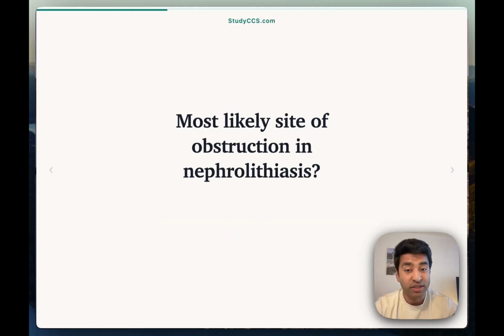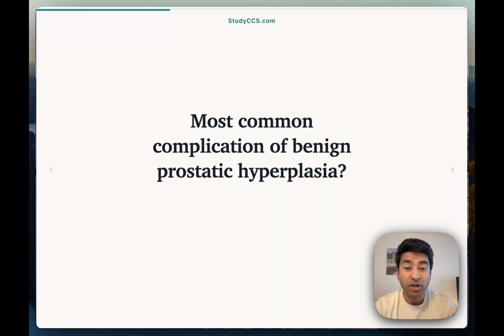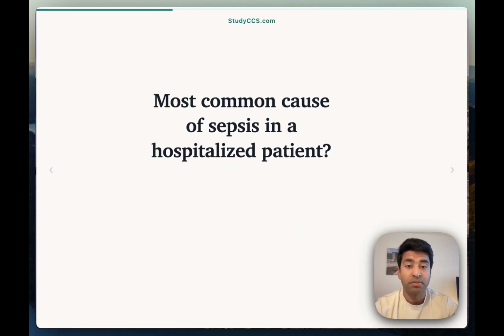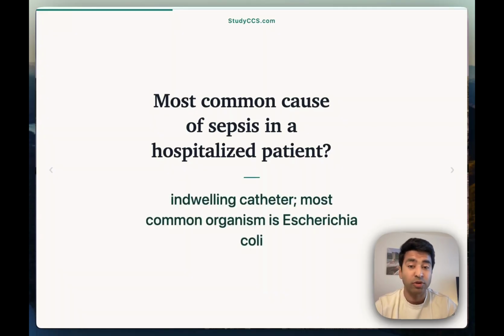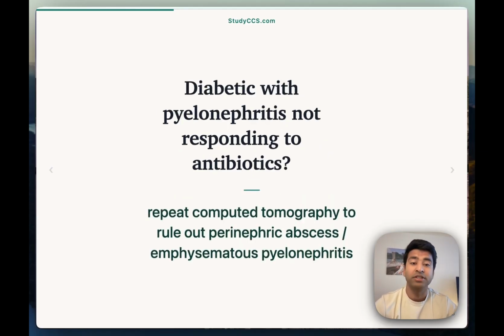Most likely obstruction in nephrolithiasis: ureter or ureterovesical junction. Most common complication of an upper UTI: hydronephrosis. Most common complication of BPH: obstructive uropathy. Most common cause of a UTI: E. coli. Most common cause of sepsis in a hospitalized patient is an indwelling catheter, most commonly due to E. coli. A diabetic with pyelonephritis not responding to antibiotics gets a CT to rule out a perinephric abscess.